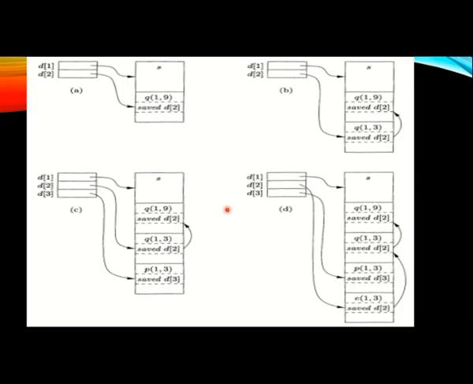So these are the details about how to access non-local data on the stack.